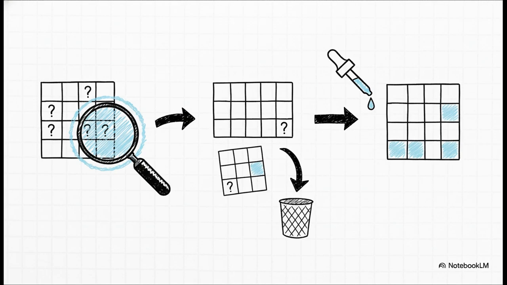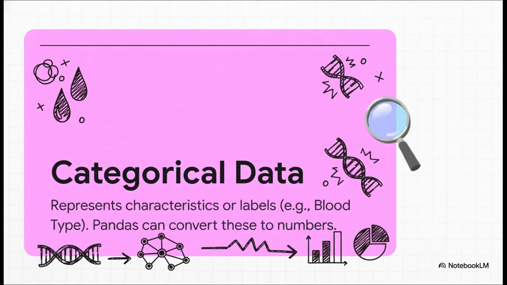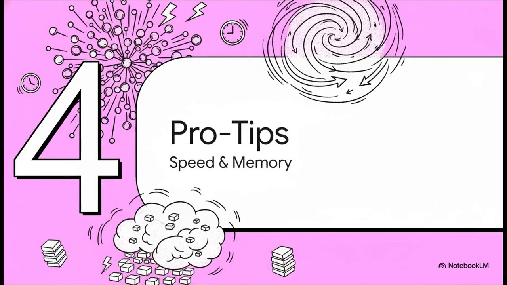First, we find them using a function like isnull. Then we can either just drop the rows with missing data completely, or, and this is often the better approach, we can fill them in with a more meaningful value, like the average of that entire column. And it's not just missing numbers we have to deal with. We also have to handle non-numeric data. A column that has text labels, like blood types, is what we call categorical data. For a lot of analyses, we need to convert these text categories into efficient numerical codes that our computer models can actually understand.